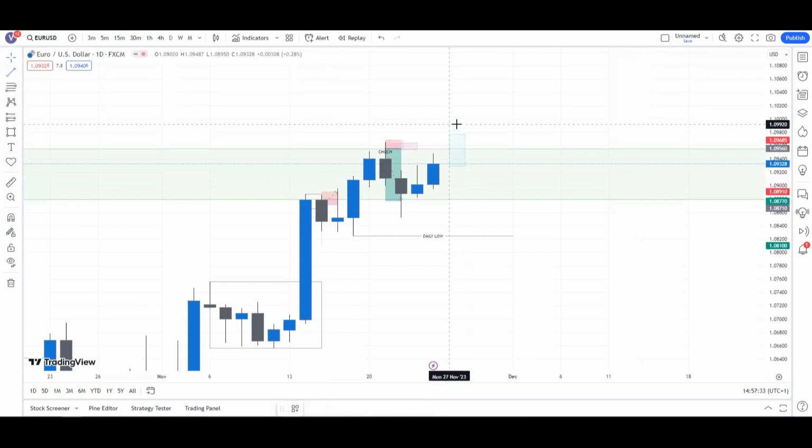So next week I want to see a candle, a bullish candle. I want to see it open up and close above. I want to see it close above.